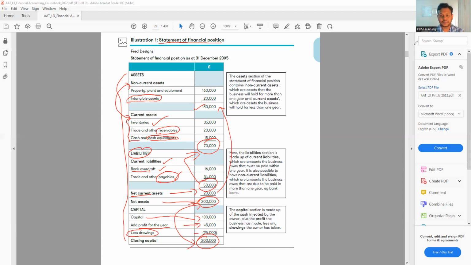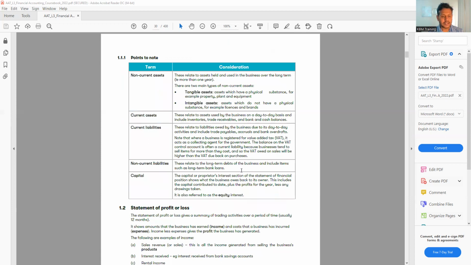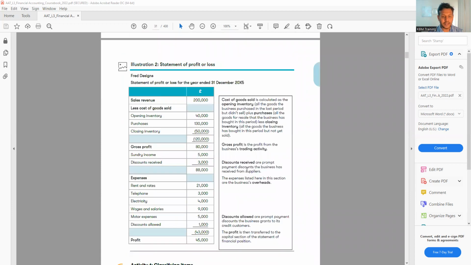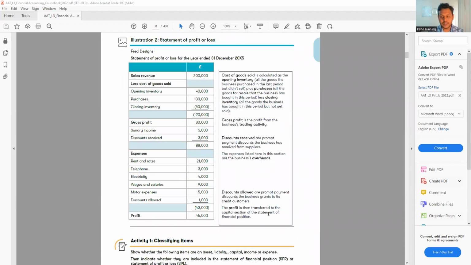All right, let's move to the next one. There are some definitions: what is non-current asset, current asset? We explained that already. Now look at the format for our profit and loss account. In a profit and loss account, only the income and expenses are relevant. Income is called sales revenue. Sometimes we call it income, sometimes turnover, same thing. You have to start with this one.